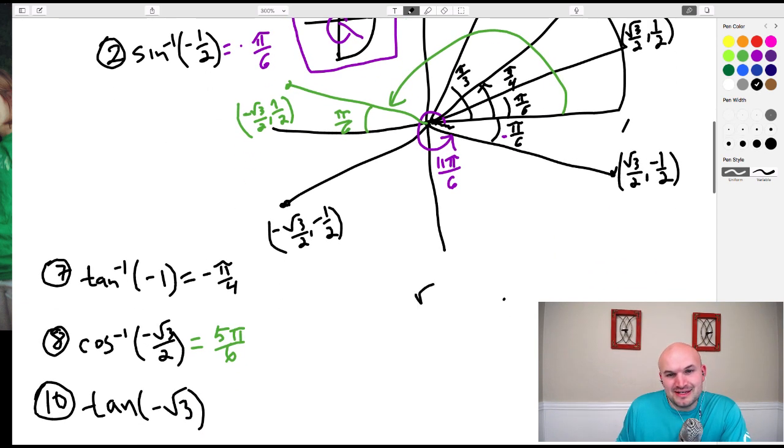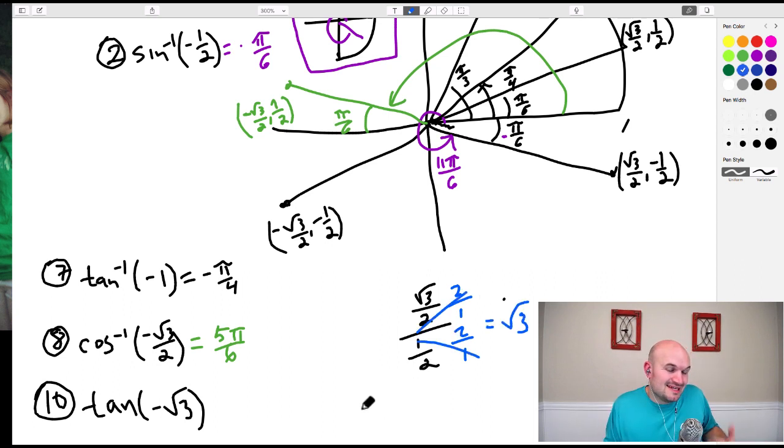So the y coordinate is square root of 3 over 2 divided by 1/2. You could multiply by the reciprocal if you want to, or otherwise, later on you'll learn other simplified ways to simplify this out. And you can see we get square root of 3.